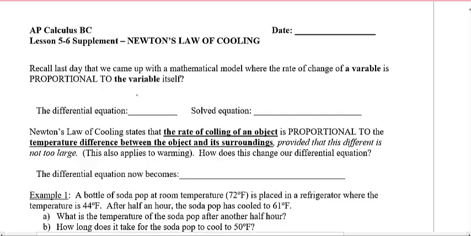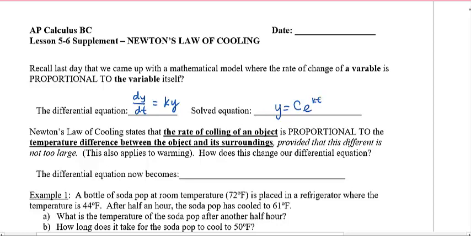What was the differential equation that described that? Yeah, dy/dt equals k, the constant of proportionality, times itself, which is y. And when we did the separation of variables and all that, we came up with the equation y equals C e to the kt, where of course C was a constant.